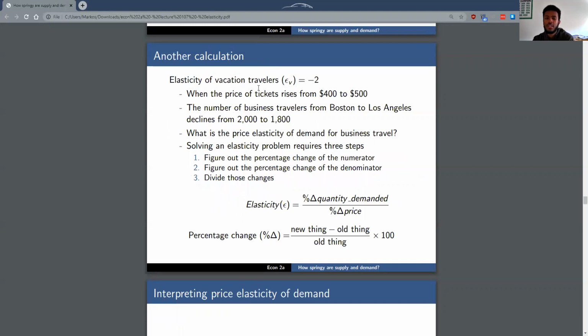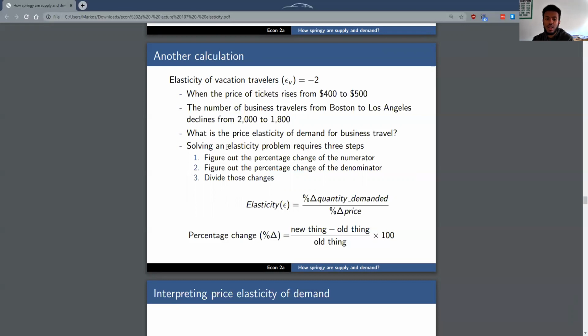If you look here, an example of calculating elasticity, I know you guys won't be asked to actually do the calculations, but this is how it would look. So here's a scenario. Let's say that the price of tickets rises from $400 to $500. At the same time, the number of business travelers from Boston to Los Angeles declines from 2000 to 1800. What is the price elasticity of demand for business travel?